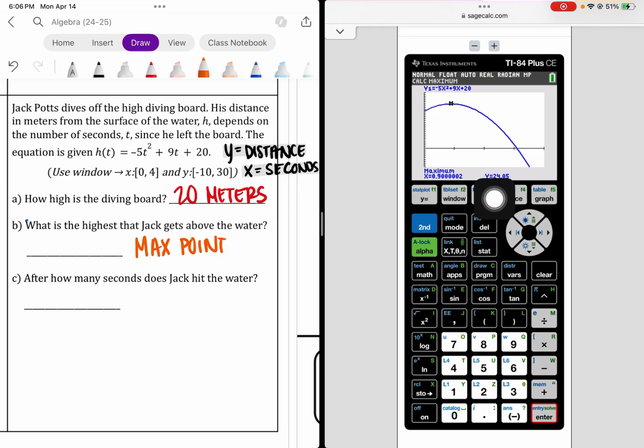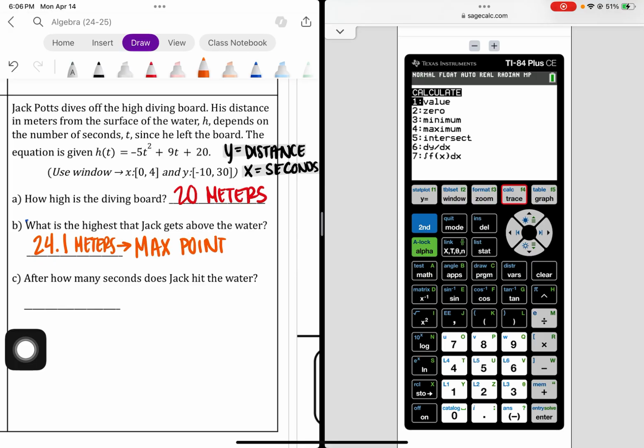We're rounding to the nearest tenth. I don't care right now about my x because we're just looking at how high he gets above. So we're at 24.1 meters. And that's our maximum point. Last but not least, we have, after how many seconds does Jack hit the water? So he hits the water, which means that's 0. So we're looking for our 0. So we want a second calculate. We want a zero. So we're looking for 2.